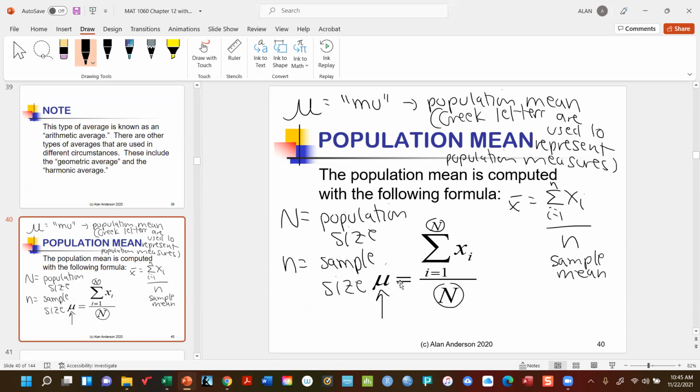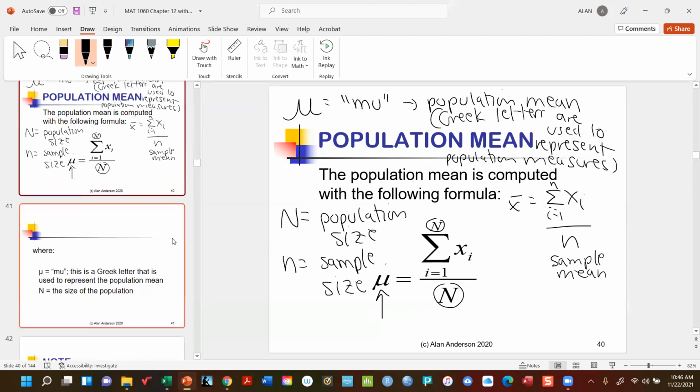And you notice it's the same exact setup, except we've got 2 differences. Number 1, the X bar is replaced with the Greek letter mu, because we normally use Greek letters to represent population measures instead of the Roman alphabet. And number 2, we've got capital N instead of lowercase n. That way we know that this is a population size, not a sample size. It's important to keep them separate from each other because there are formulas and statistics where both values are needed, and we have to know which is which.